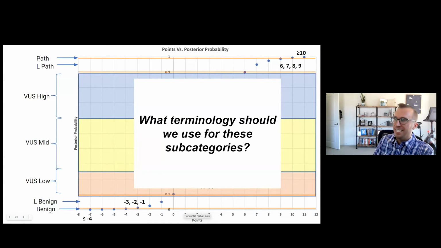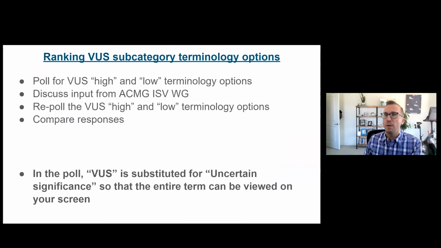All right, so then our next question gets into what would be the preferred terminology for these different subcategories. So I've just been calling them high, mid, low here, which I'll actually add in as options. But we wanted to see what people's gut instinct was about what terms would be preferred for these scenarios. So instead of multiple choice, Poll Everywhere is going to change to a ranking system. We're going to rank people's preferences for the VUS high and low. And then I'm going to discuss the input we've had from the ACMG work group about why we liked or disliked some, and then repoll again and compare the responses to see if options change.